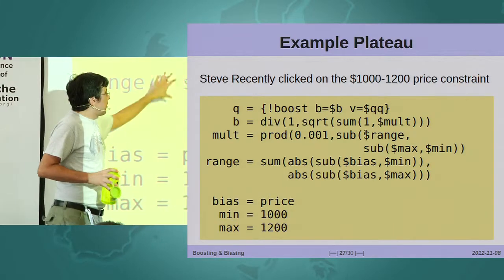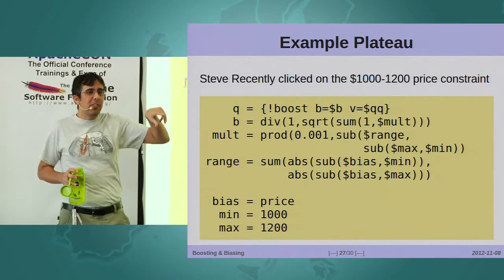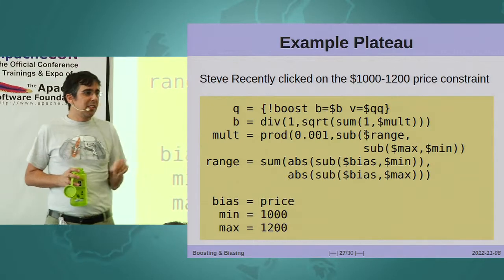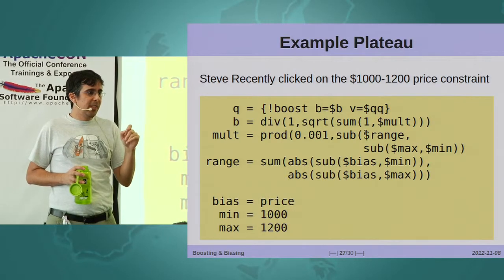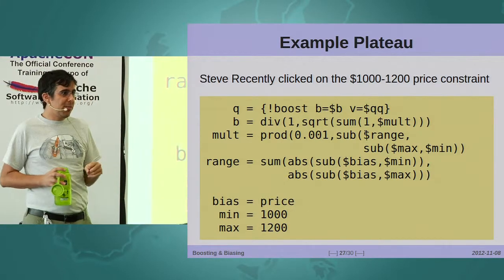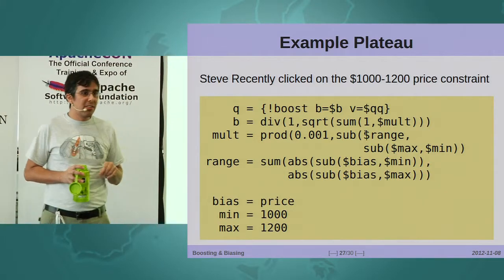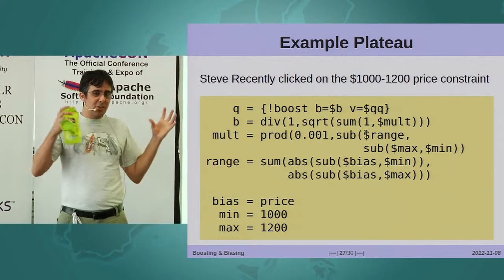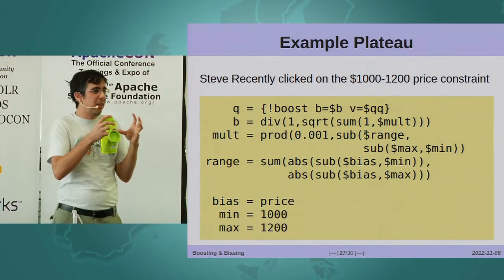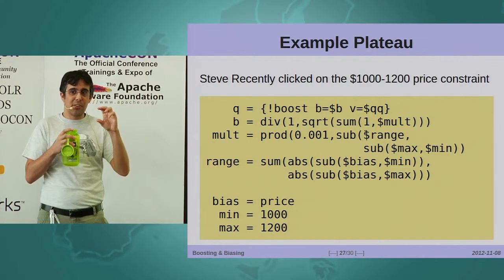Now imagine that we apply this function to some field that the user recently clicked on to facet on. The user recently searched for laptops, and he clicked on the $1,000 to $1,200 price constraint. He narrowed his results. He chose to constrain the products he saw just to the ones being sold in that range.